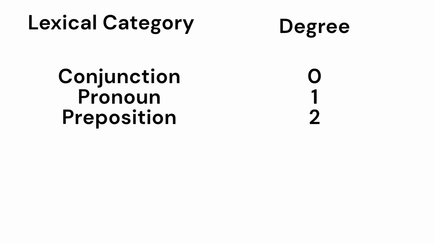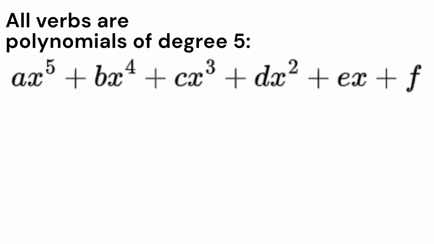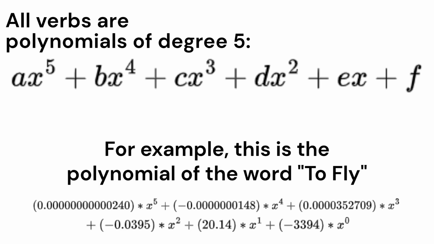In Grapherit, all lexical categories are connected with a certain degree of polynomial. Conjunctions have degree 0, pronouns have degree 1, prepositions have degree 2, interjections have degree 3, adjectives and adverbs have degree 4, verbs have degree 5, and nouns have degree 6. So, for example, all verbs are polynomials with a degree of 5.